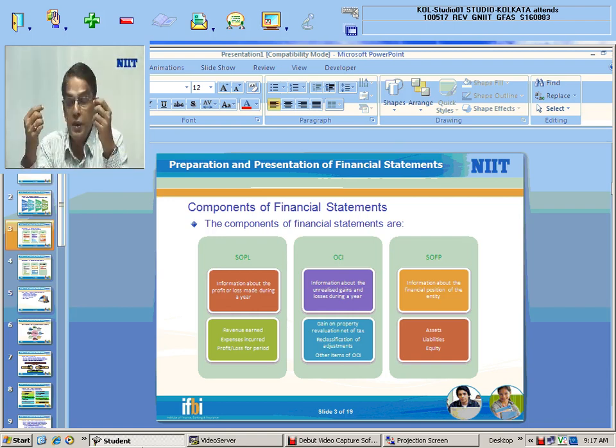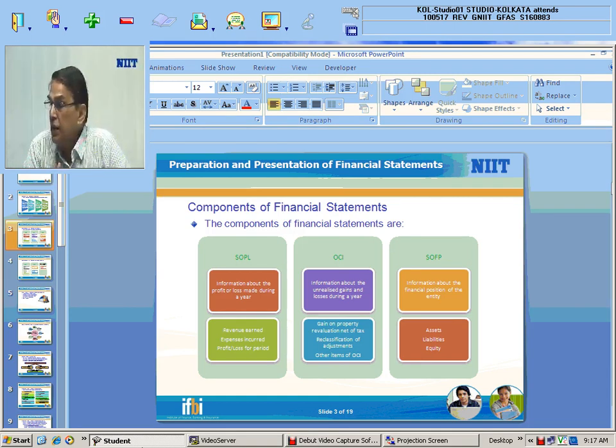The balance sheet provides information about the financial position of the reporting entity. It reflects the financial position of the reporting entity on a particular date. So the elements which find place in the balance sheet are assets, which I have defined already, liabilities and equity. Equity is nothing but the excess of assets over liabilities. So these are three components of financial statements which we have discussed.